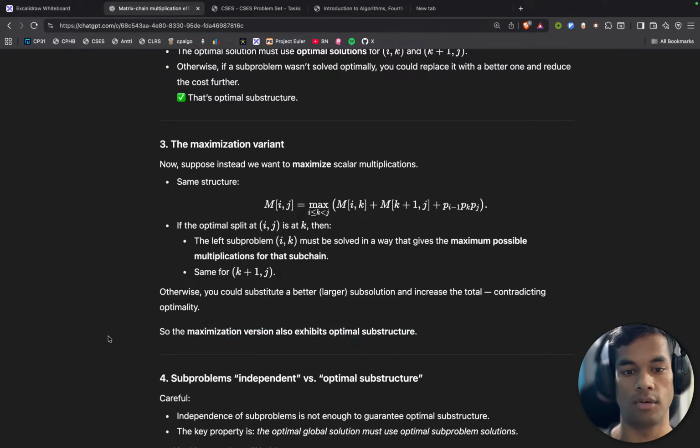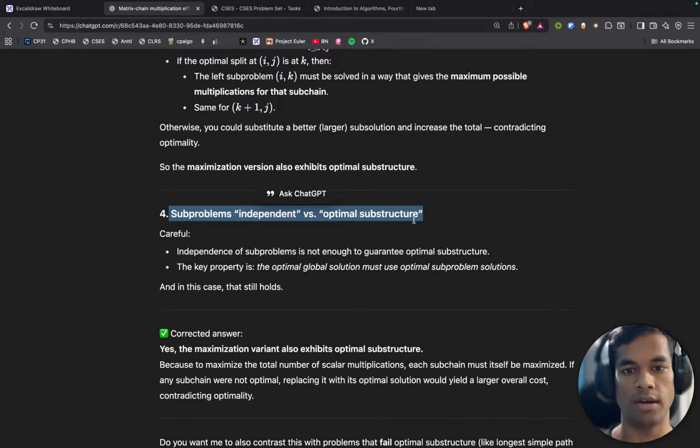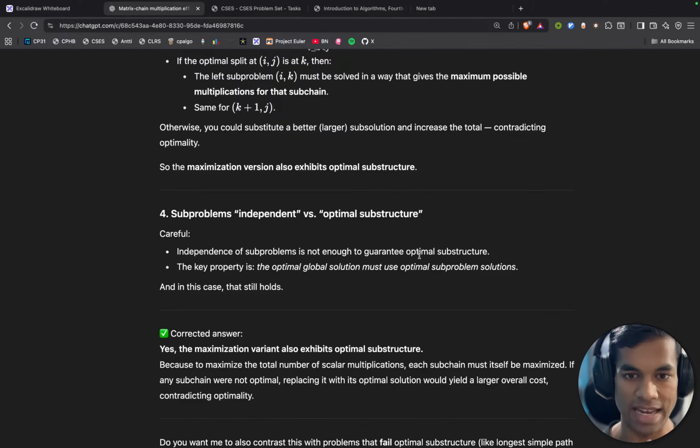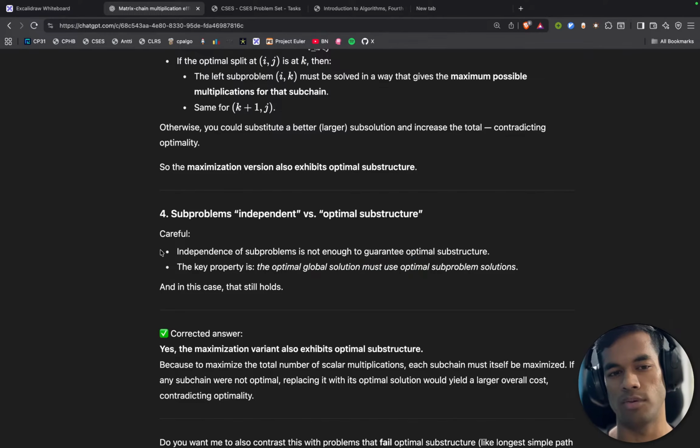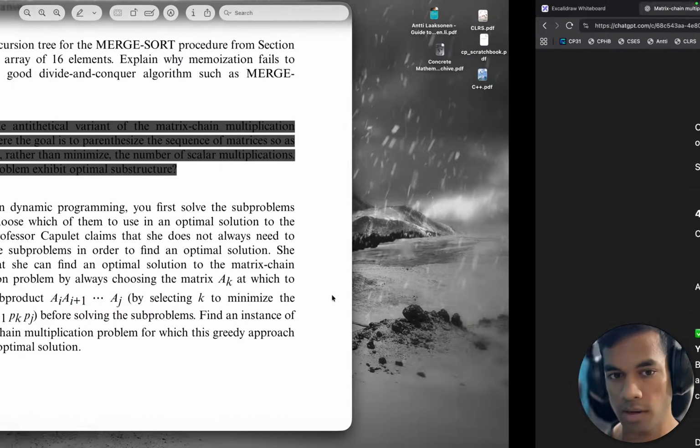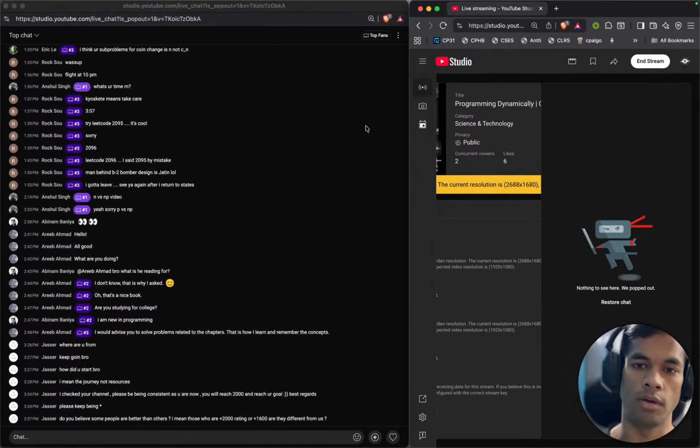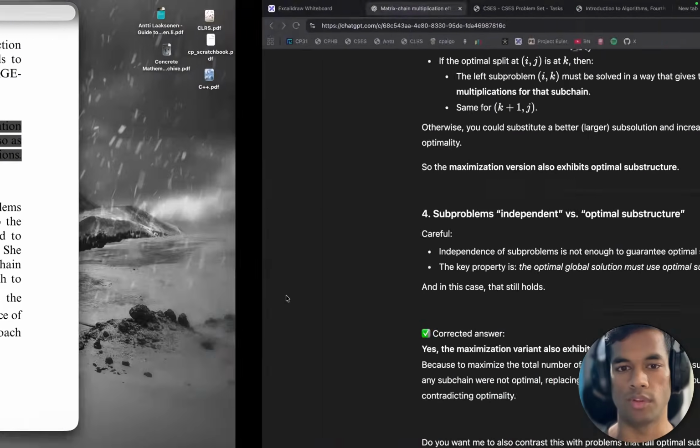Okay, that is cool. But independent versus optimal. Careful, independence of subproblems is not enough to guarantee optimal substructure. The key property is the optimal global solution. Yeah, it depends on two things. First of all, the problems are independent, and second of all, the local optimal results in the overall global optimal. Those are the two things that you have to keep in mind.